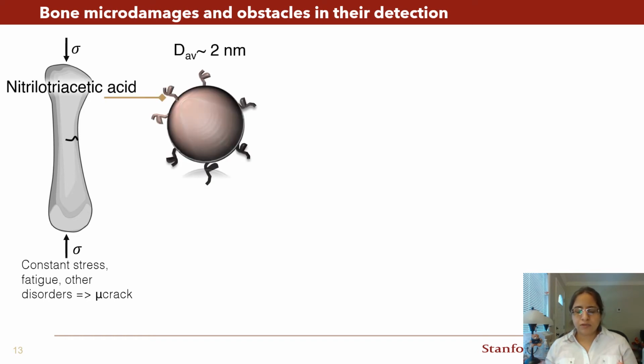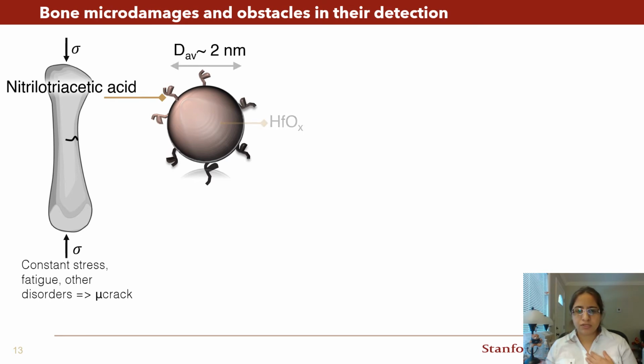Now, if you have a nanoparticle whose signal can be picked up by some imaging modality and is not obstructed by calcium interference, then we can target these particles to microdamages and use them for imaging these microdamages early on.